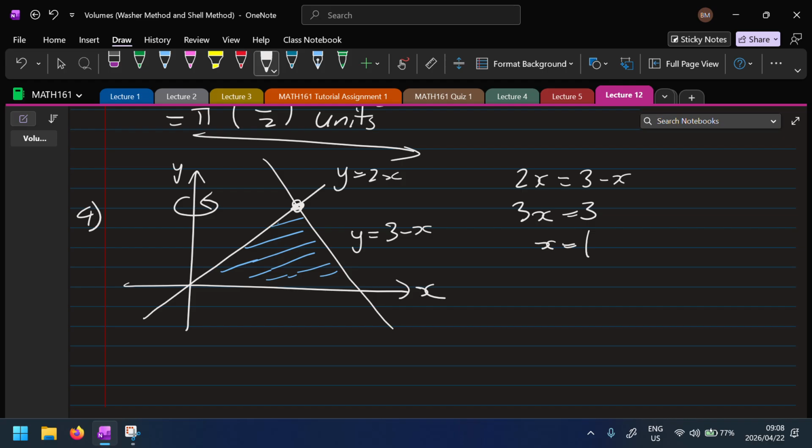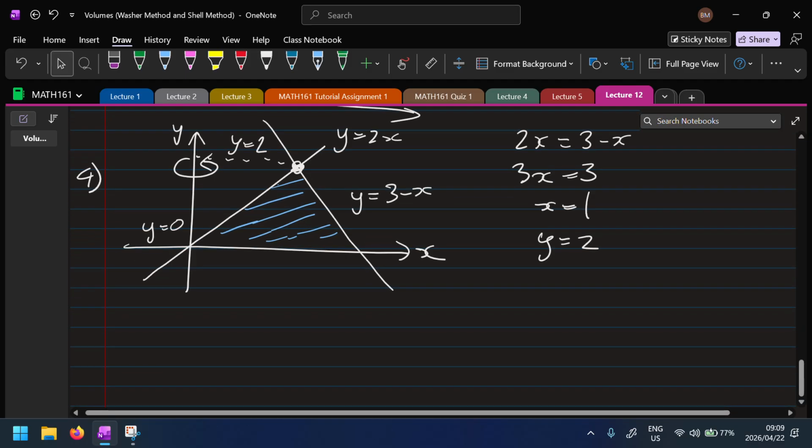That doesn't help us. We need the y value. So if x is 1, y will be 2. That's what we need. So here this is y equals 2. So from bottom of the shape to top of the shape, that's covered.